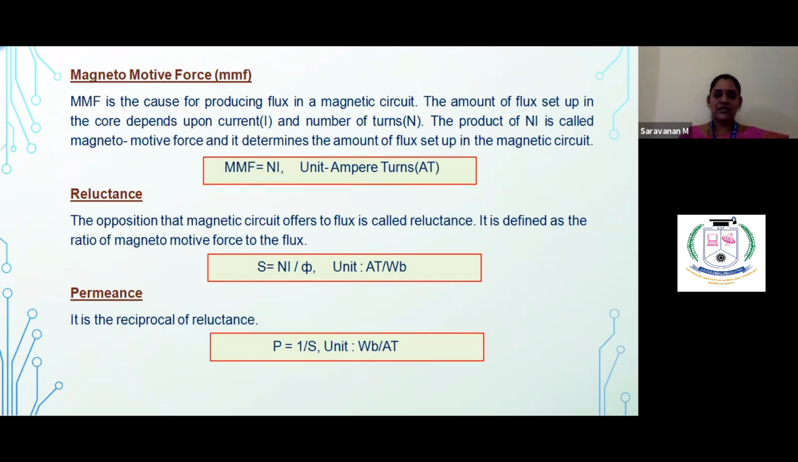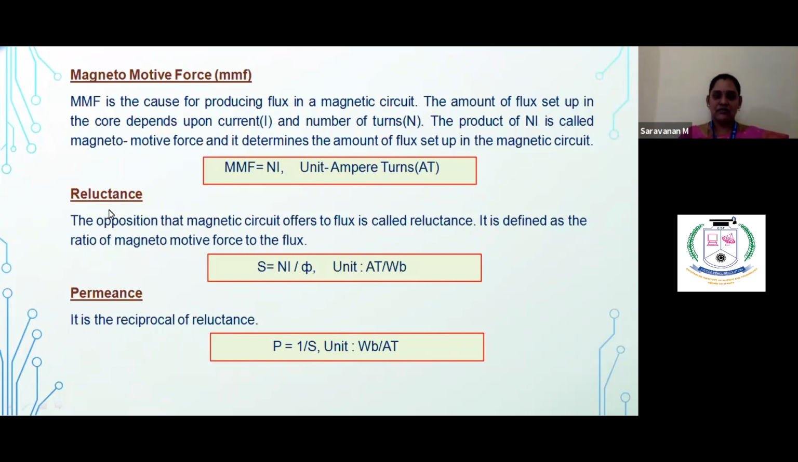Reluctance is denoted by S and it is given by Ni, the magnetomotive force, divided by your flux. Hence its unit is ampere turns per Weber. And next is your permeance. Permeance is the reciprocal of your reluctance, so it is denoted by the symbol P. P is equal to 1 by S and its unit is just the reverse of reluctance, which is Weber per ampere turn.